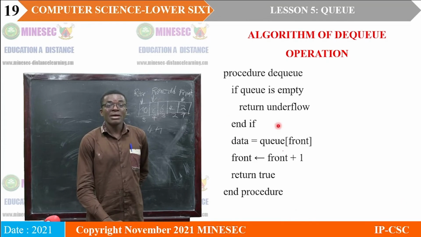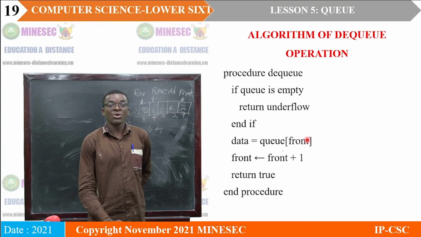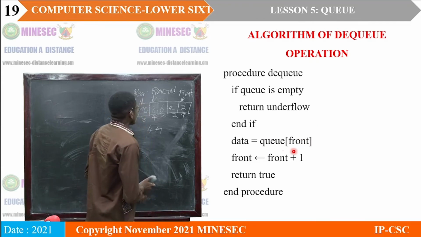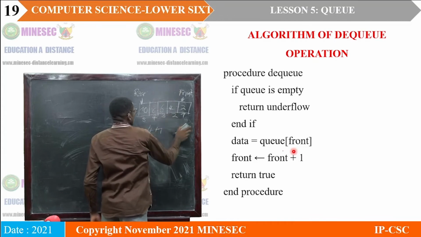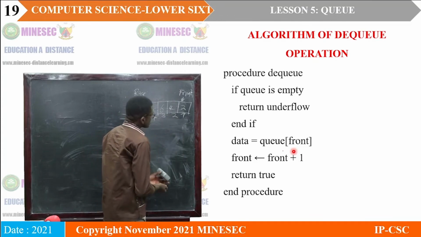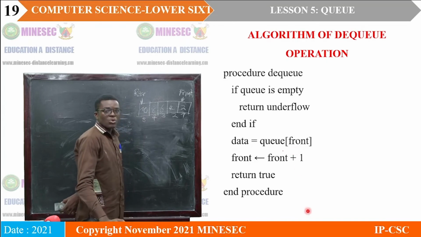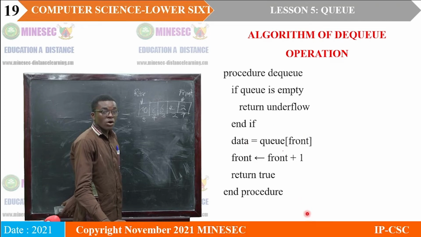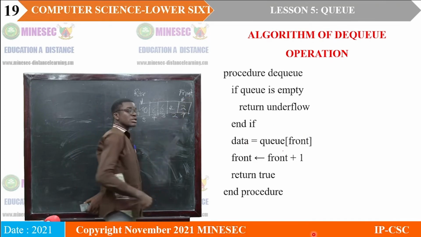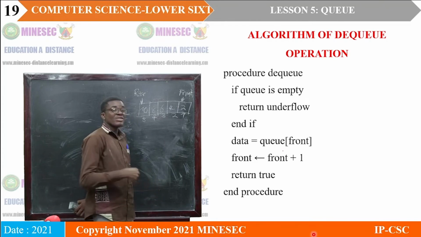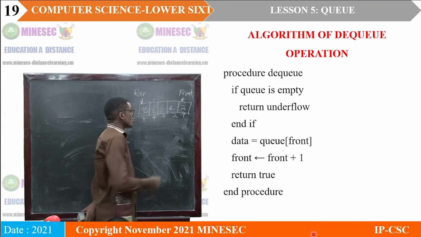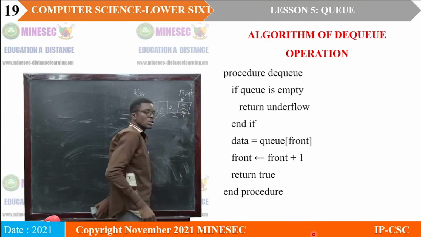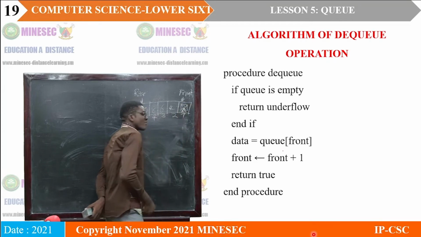Next, data is equal to Q at the front position. So we are going to use the same example we had on the board. The element which we are taking off, which is data, which is found at Q front, our front here is at index 1. So we want to remove the element at that index. So we are taking off 2. We are taking off this. We have taken it off.